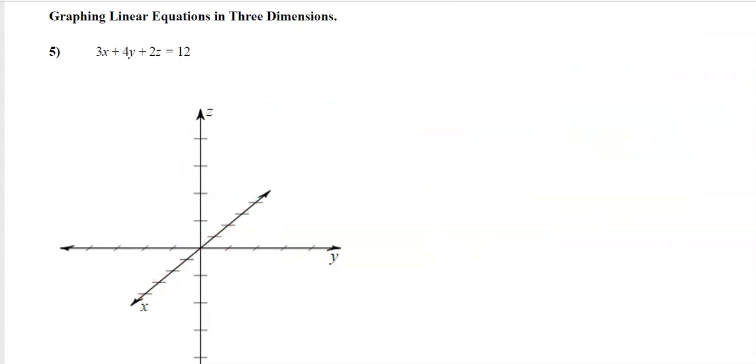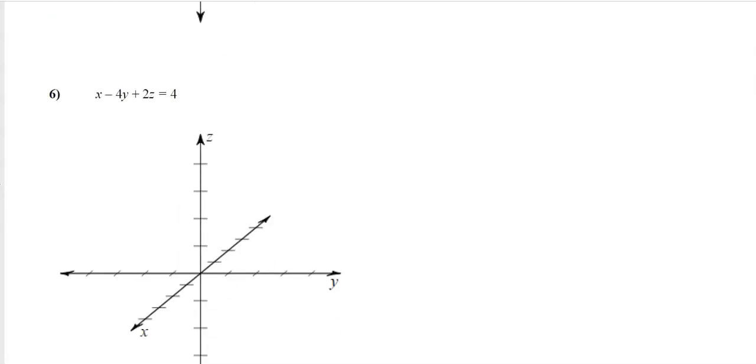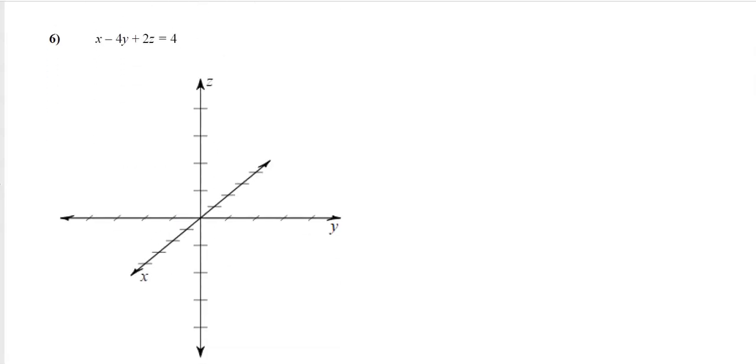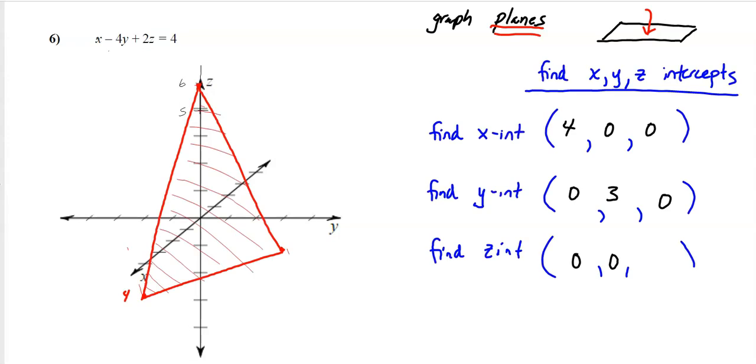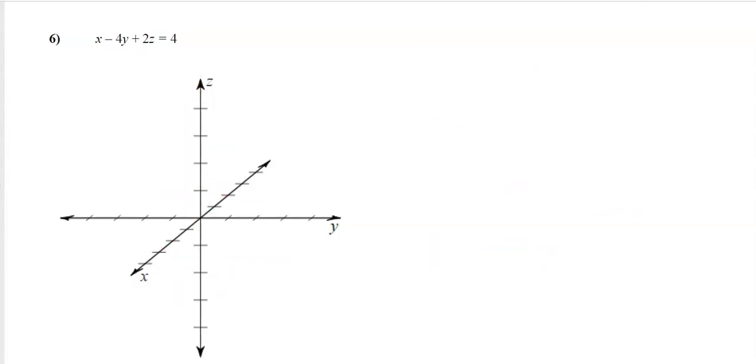Let's do another one just so we kind of got the hang of it. So here's another one, and I'm going to move a little bit quicker through this example. So we need to find the x-intercept, we need to find the y-intercept, we need to find the z-intercept, and for the x-intercept, you let these two be 0, so x equals 4, slap it on there. Maybe I'll do this one in blue.